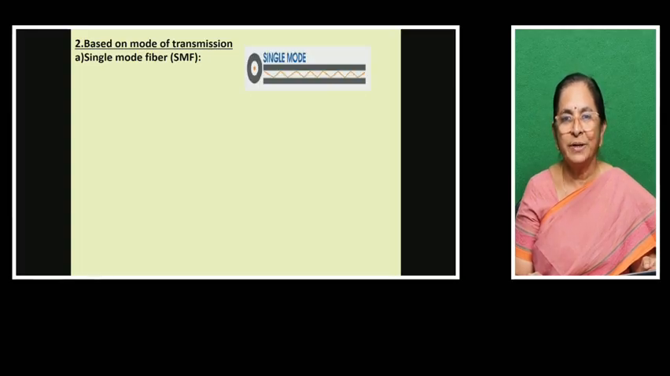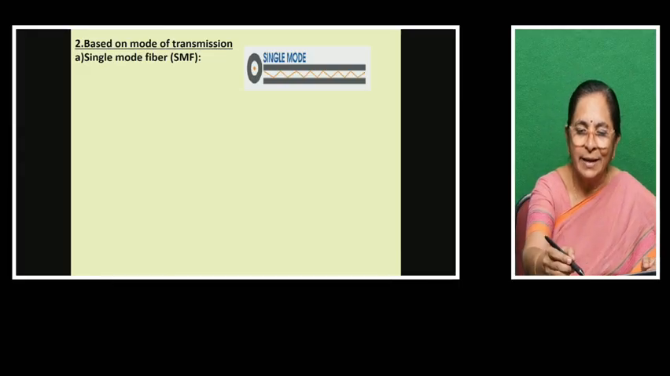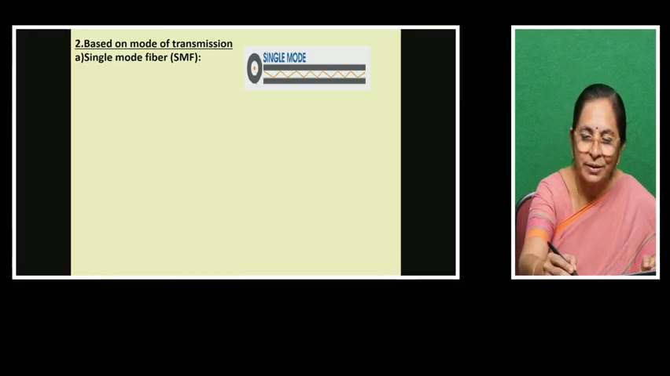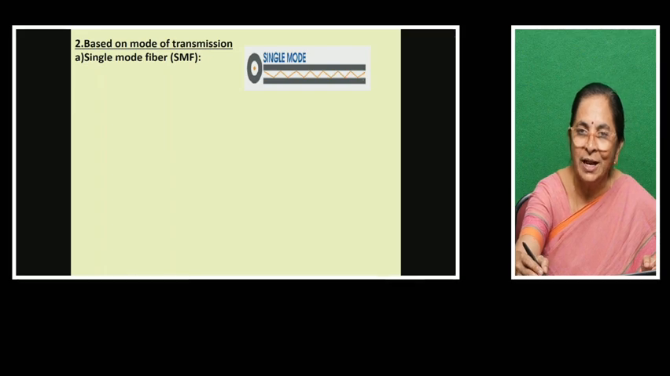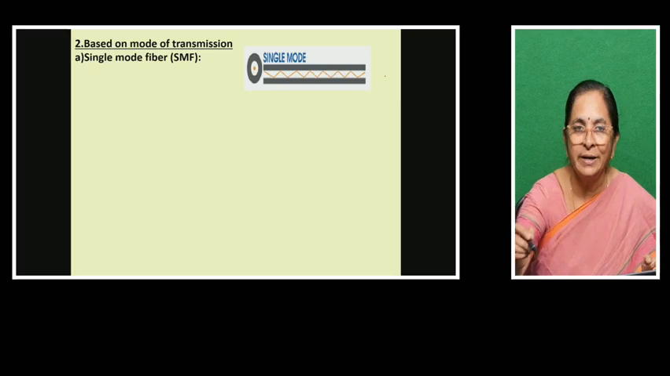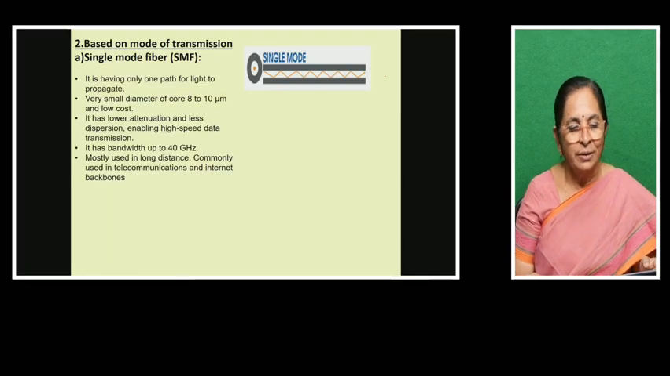Now we come to optical fibers based on mode of transmission. There are two types, single mode fiber and multi-mode fiber. Single mode fiber is shown here. Using the LED source or the laser diode, only a single ray of light at a time will be allowed to enter into the optical fiber. With the help of total internal reflection, it travels across the tube and reaches the destination.